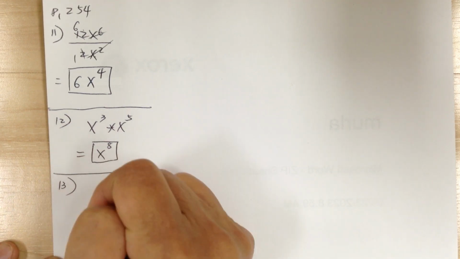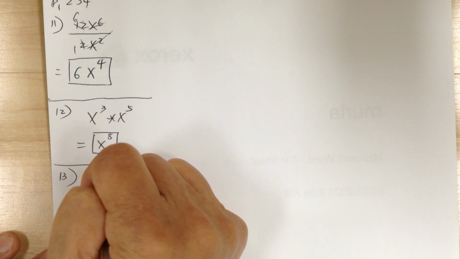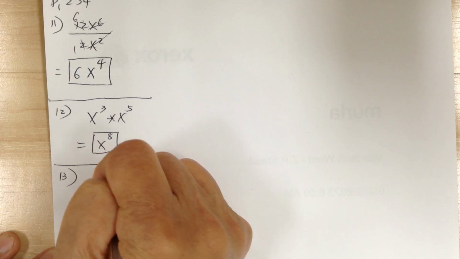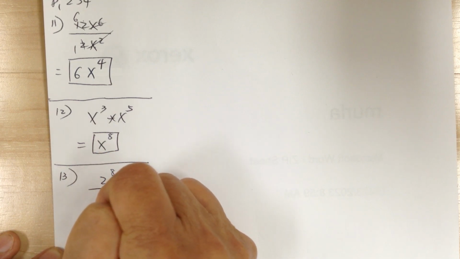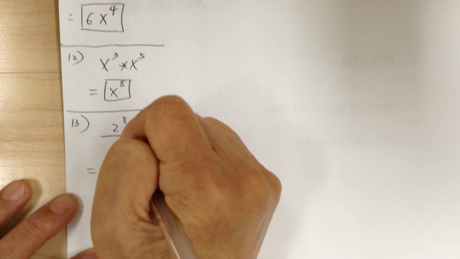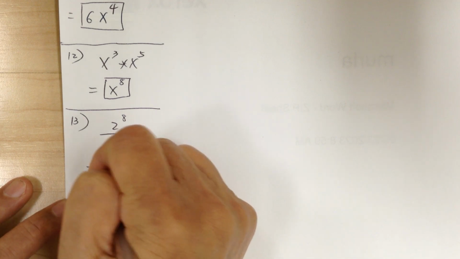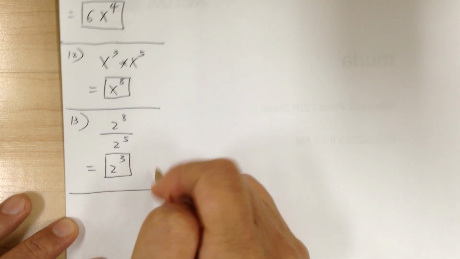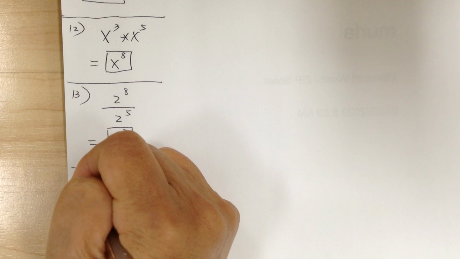Okay, number 13. You have 2 to the 8 divided by 2 to the 5. Okay, so you use the quotient rule. So divide, you subtract, so it will be 2 to the 3. Okay. Again, you can just leave it or you can work it out, doesn't matter. Okay, number 14.